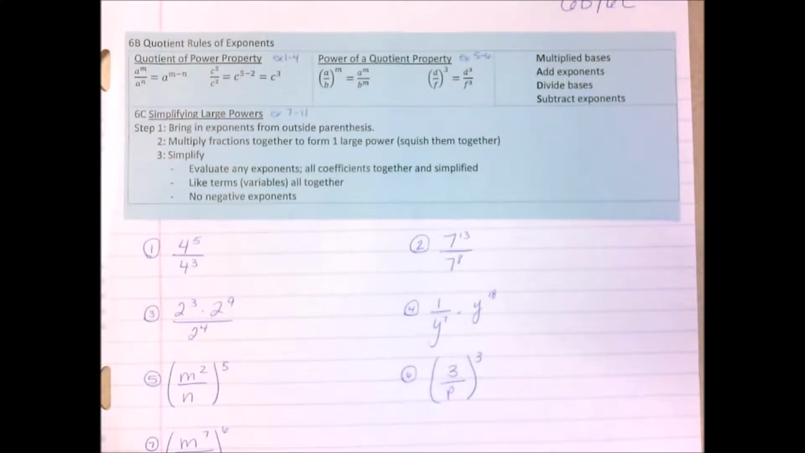Welcome back to Math with Ms. Reimer. Today we are looking at sections 6b and 6c, which are quotient rules of exponents and simplifying large powers.